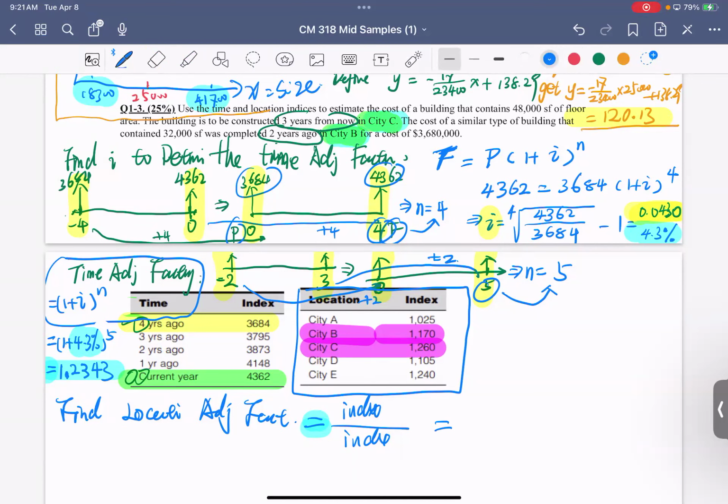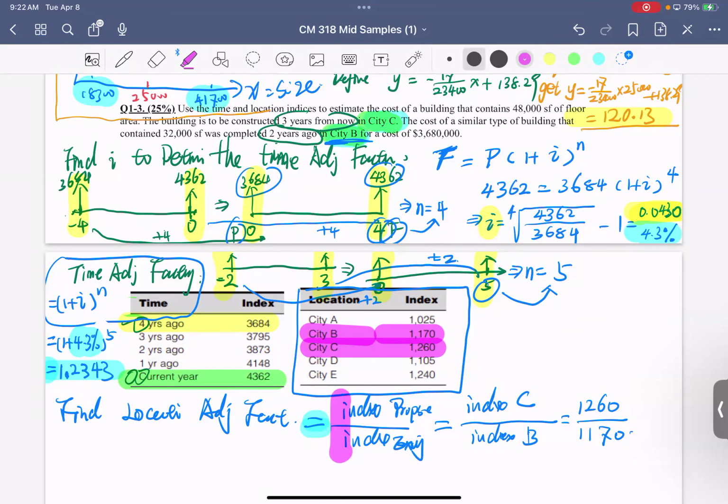So our project is the proposed one. Let me do one more thing. This is proposed, and this is existing. So then it will be the index. We are going to have a project in CTC, and we know a project in the CTB, right? So then you are getting 1260 divided by 1170. Just make sure you put in the correct sense here. You are using the index of your proposed divided by the index of your existing. And that will be changed to the index C divided by index B.